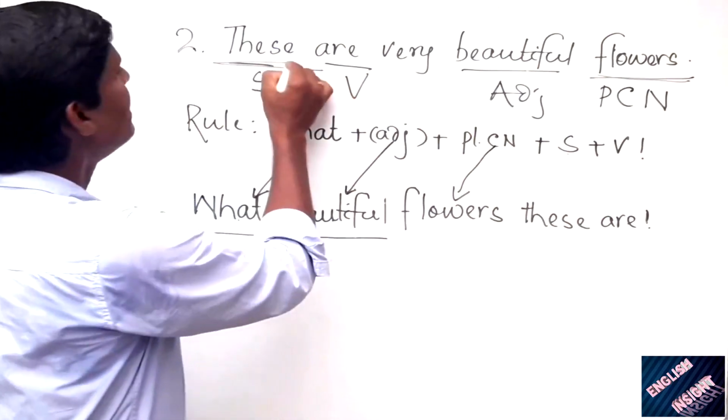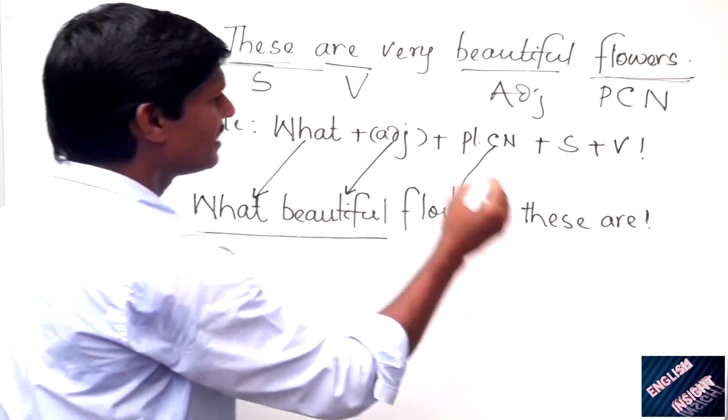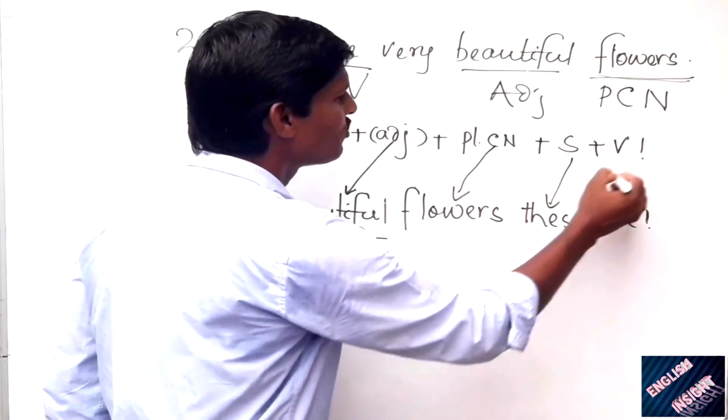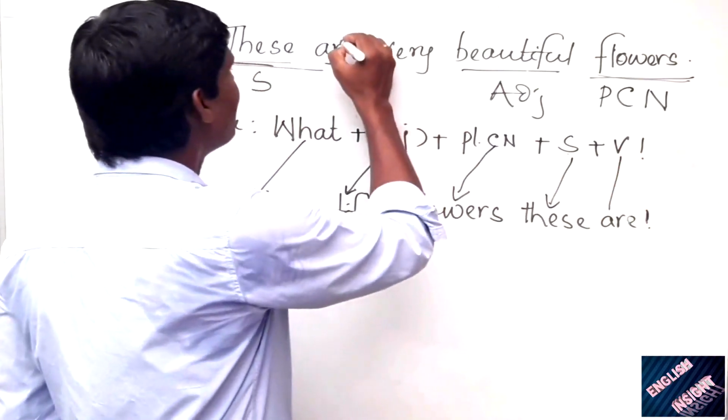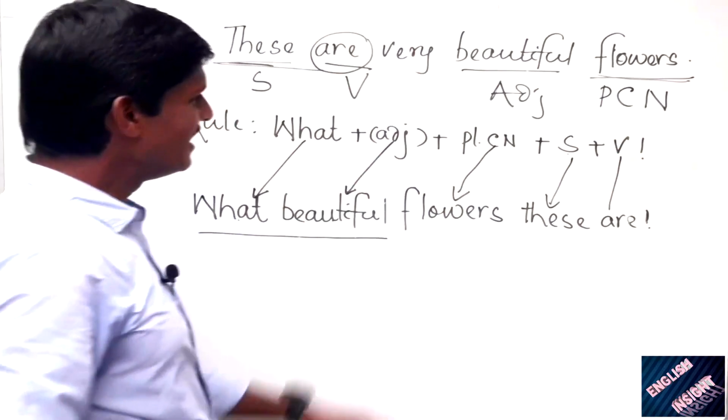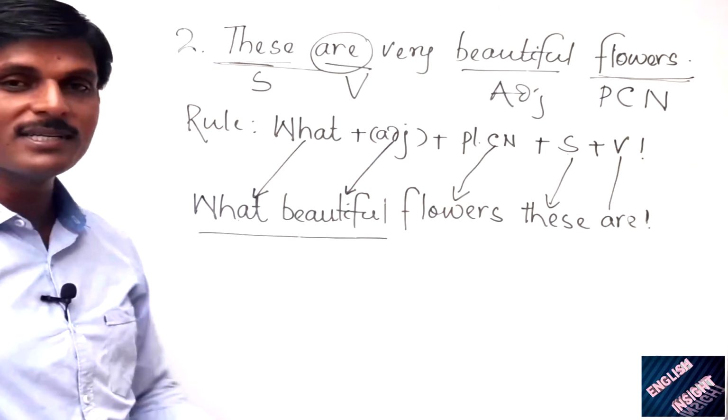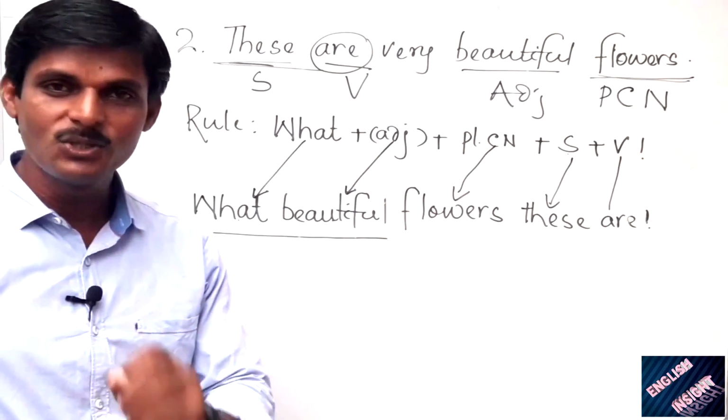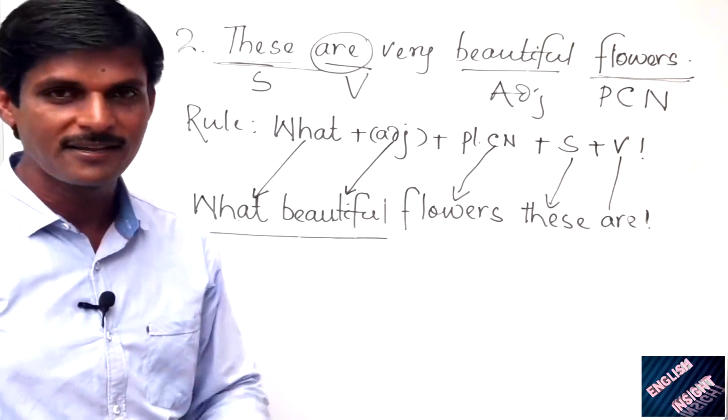Subject is these. This one is the subject in the declarative sentence. And the last one is the verb. Here, are is the verb. So the sentence is what beautiful flowers these are. This is rule number 2. We'll skip to rule number 3.